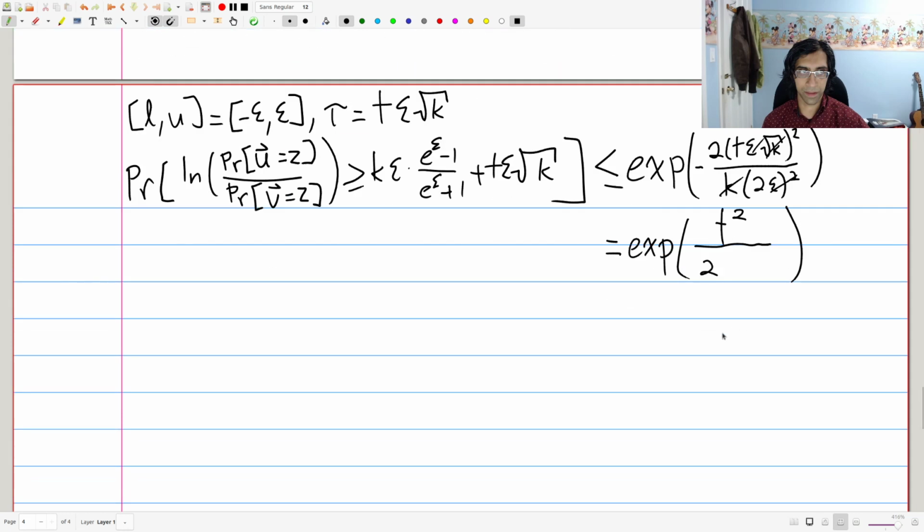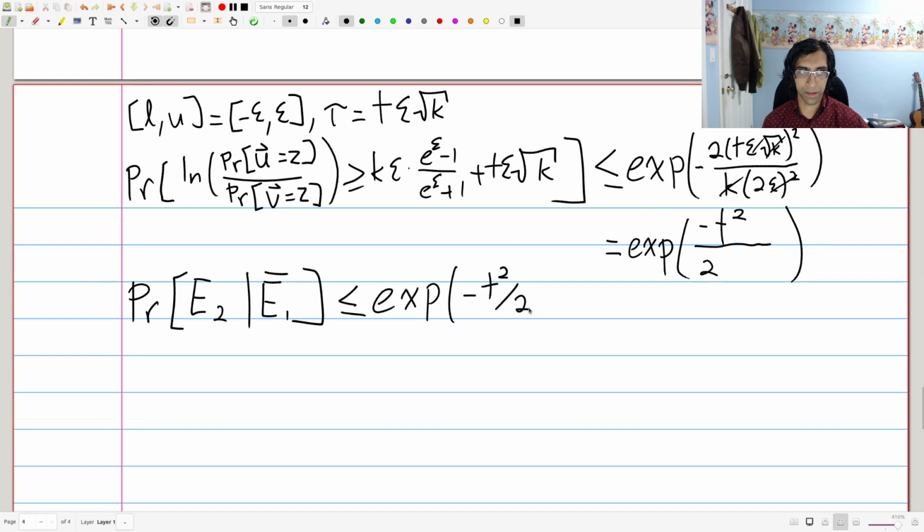So, okay, this is a lot of math here, but let me just rewrite this event as saying that the probability of E2, conditioned, however, on E1 not happening, is going to be less than or equal to exp of, sorry, there's a minus here, minus t squared over 2.